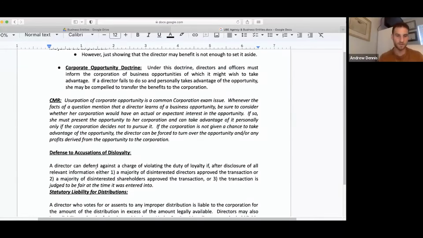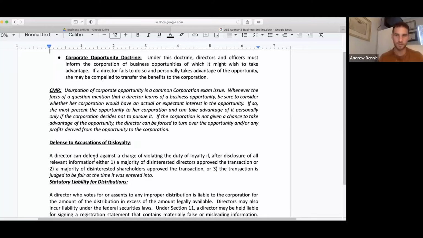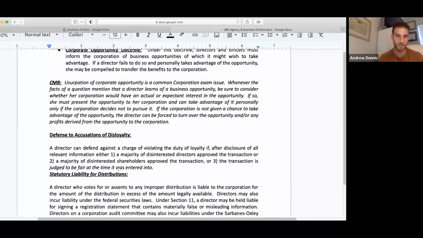Okay, so defense to accusations of disloyalty. A director can defend the duty of loyalty if, after disclosure of all relevant information, either a majority of disinterested directors approve the transaction, a majority of disinterested shareholders approve the transaction, or the transaction is judged to be fair at the time it was entered into.